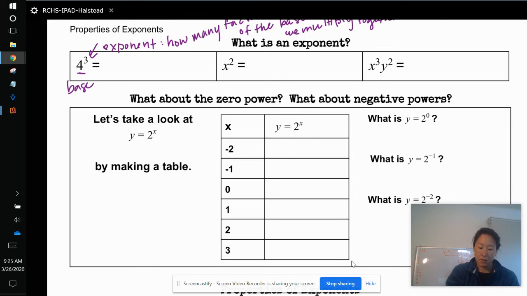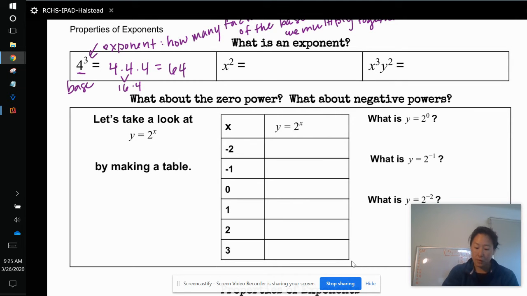Okay, so the base is 4 and the exponent is 3, so we're going to multiply 3 4s together. 4 times 4 times 4. 4 times 4 is 16, times 4 gives us 64.